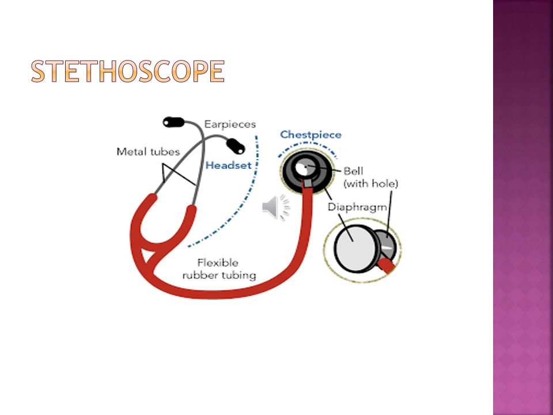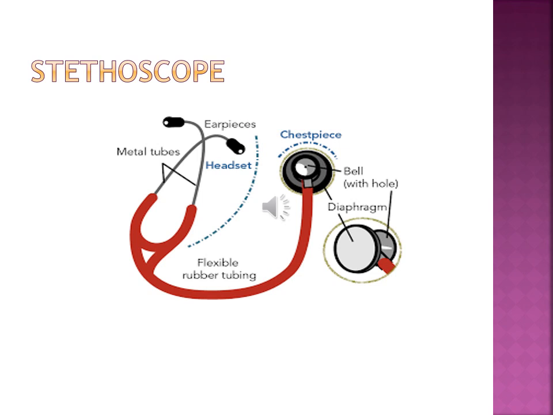So a chest piece, you can see this one. It carries a sensitive diaphragm at its bottom. You can see there's a mirror-like structure. It's a diaphragm. Then two earpieces you can see, which we put in our ear, and the tube joining the chest piece and the earpiece. The doctor can get a clue about the condition of our heart by listening to the heartbeat through this stethoscope.